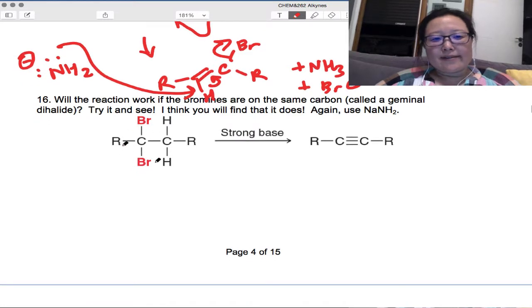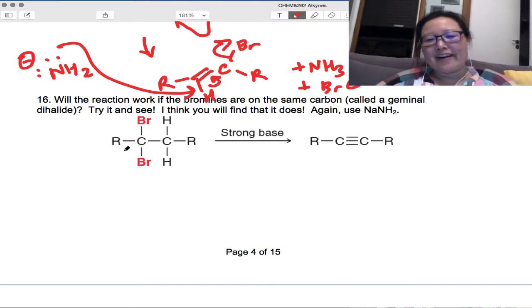Now this is a constitutional isomer where instead of the 1,2 dibromide, I have a 1,1 dibromide, or whatever number it happens to be, because these are generic R groups. I don't know how long the chain is, but anyway, they're on the same carbon.